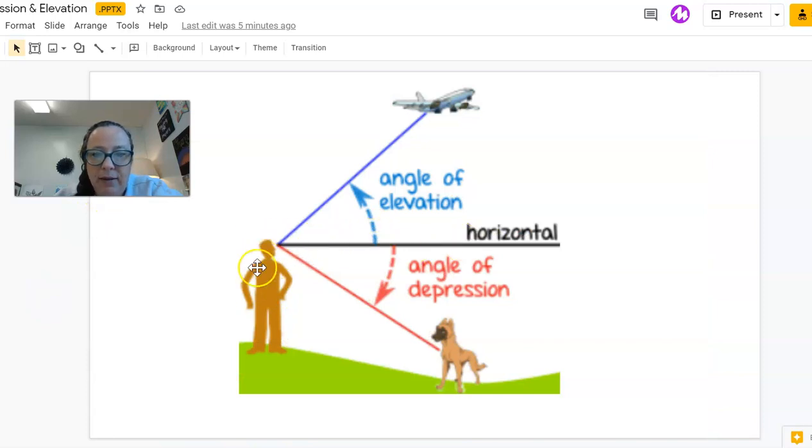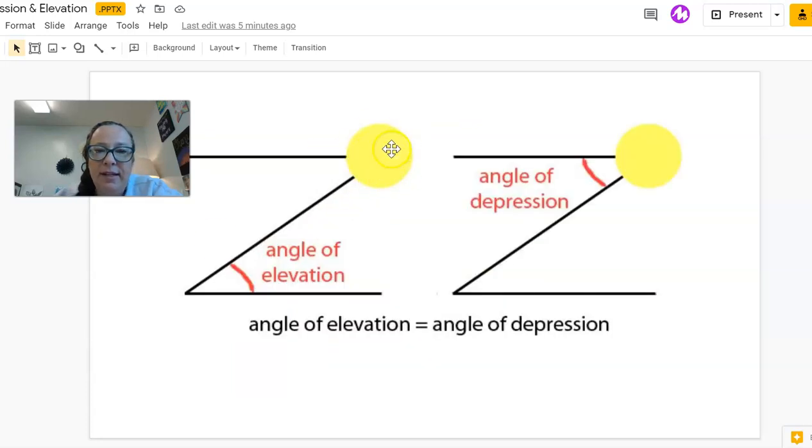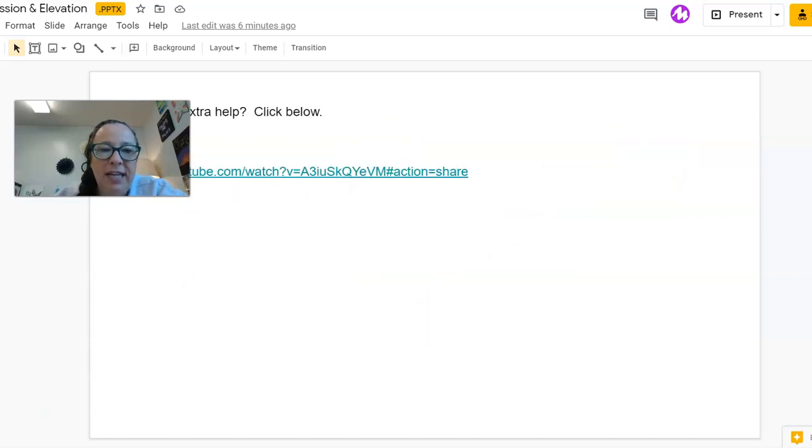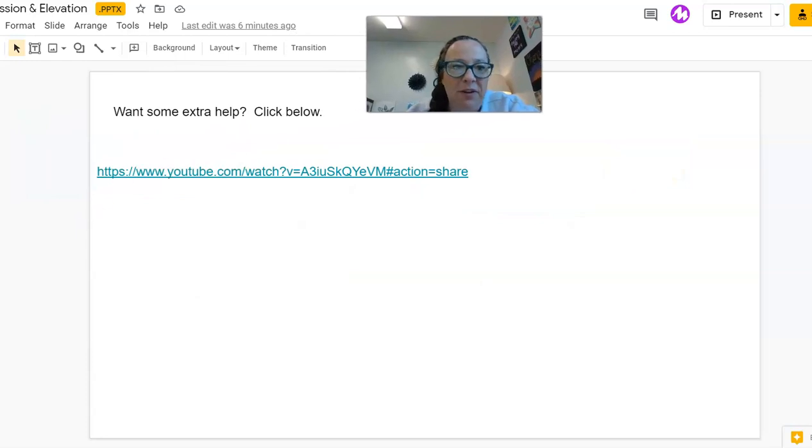All right, here's somebody looking. Here's the horizontal line. Looking down to the dog, that's the angle of depression. Looking up to the airplane, that's the angle of elevation. Here's the sun. We've got an observer right here. Here's a horizontal line. You look up to the sun. And what if it's wanting the angle of depression to the observer? If we put these all together, they are equal. They are equal. This slide just has some extra help if you need it.